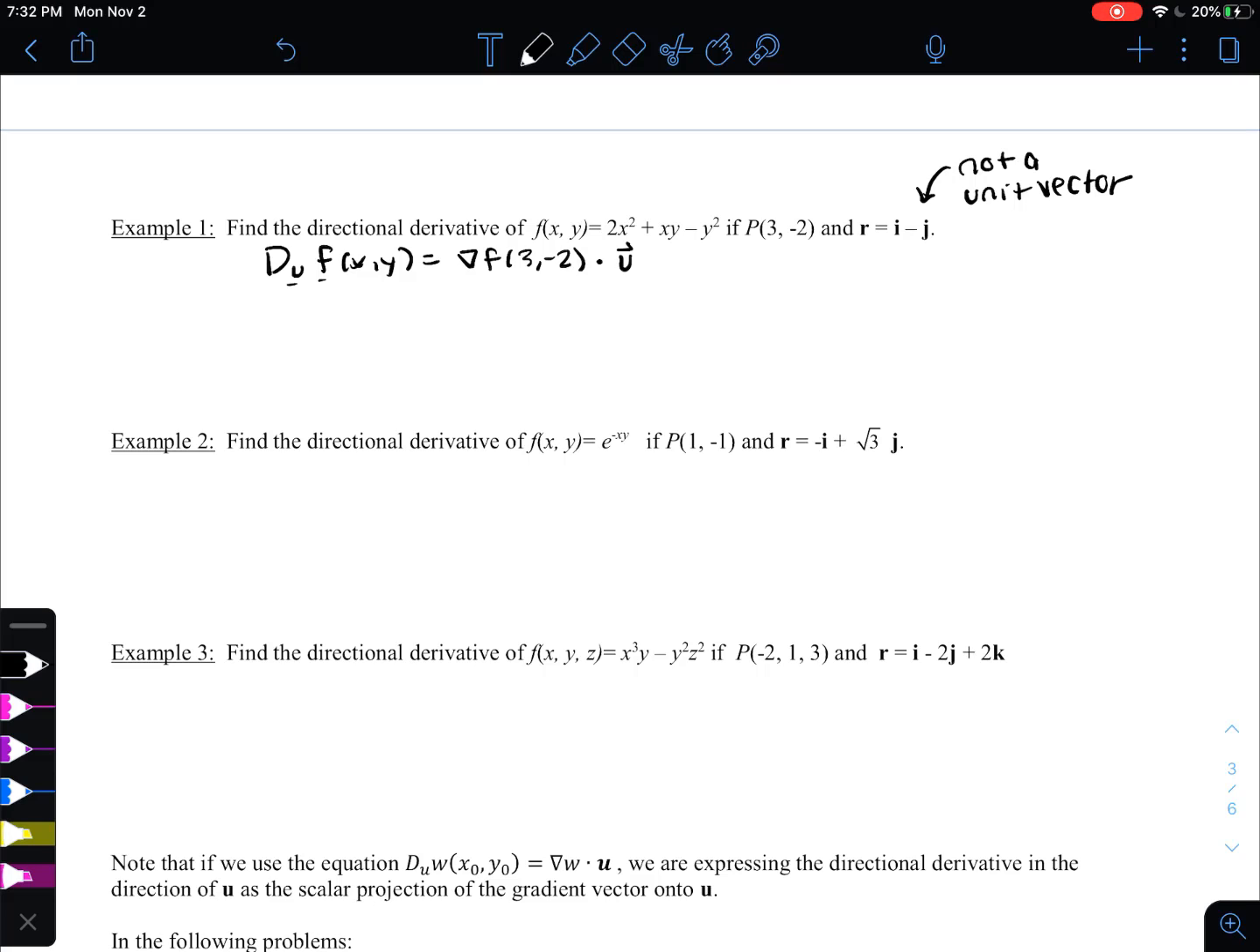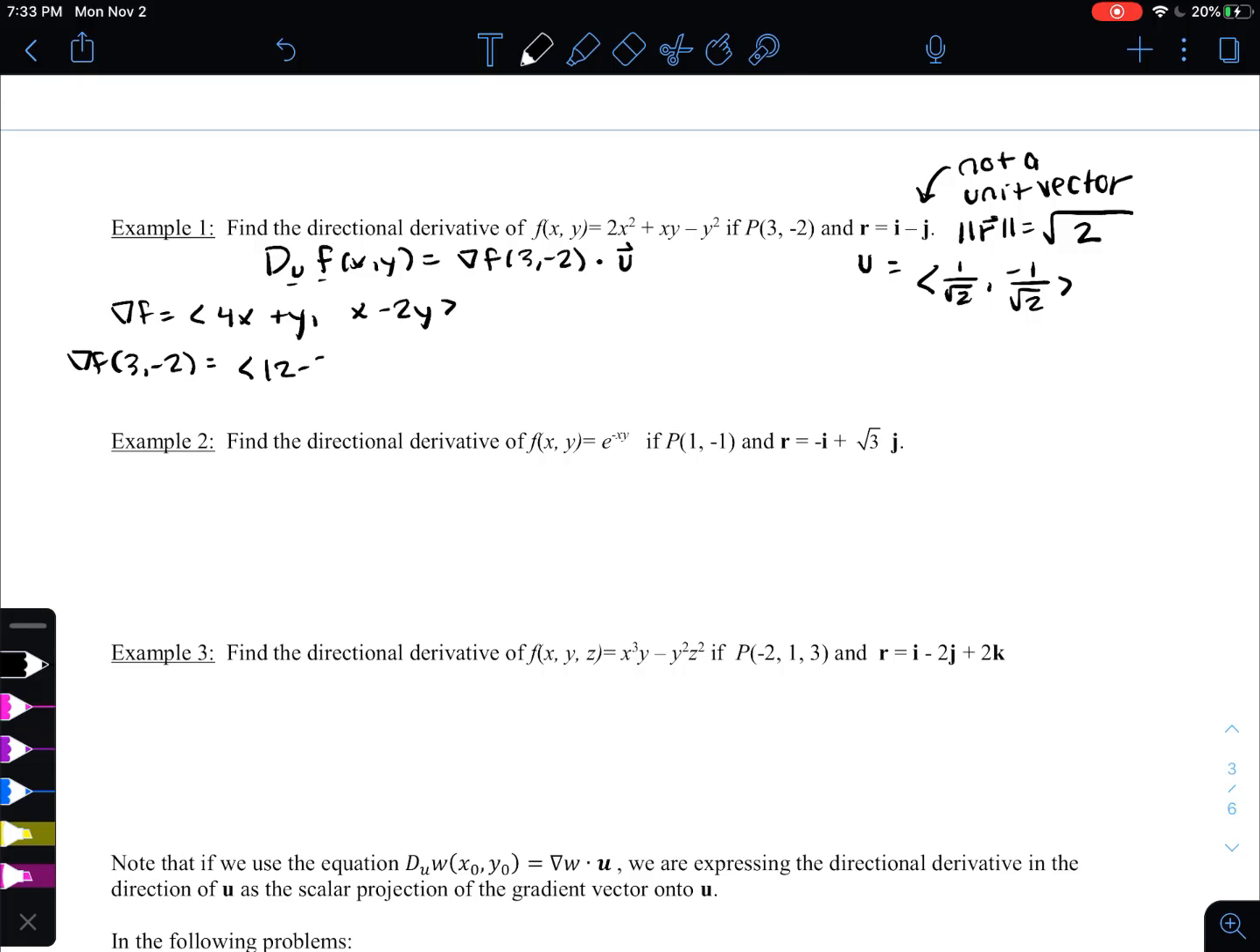So we have to make a unit vector. Good thing the length of r will just be the square root of 2. So my unit vector will be 1/√2, -1/√2. That's pretty simple. Okay, now we need to find the gradient vector. Taking the partial derivative of the original function with respect to x, that will be 4x plus y. Then the partial derivative with respect to y, I will get x minus 2y. Specifically, the gradient vector at the point (3, -2), plugging that in, I am getting 12 - 2, 3 + 4. That gives me (10, 7).